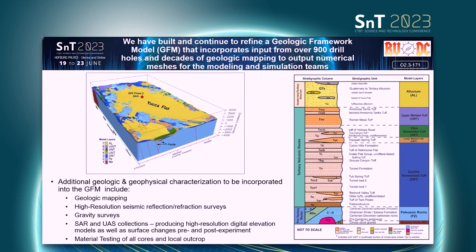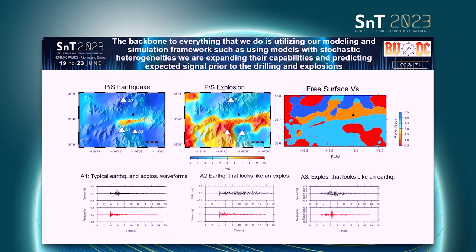While we're drilling these holes and reacquainting ourselves with drilling big holes at a test site, we are continuing to work. So we have built, and we continue to refine, what we call the geologic framework model, GFM, that incorporates input from over 900 drill holes on the national security site and decades of geologic mapping. We're very lucky to be in an area where we have robust geologic control. We use boreholes, like I said. There are also high resolution seismic refraction and reflection surveys, gravity surveys, SAR, all sorts of material that's being input into this gigantic geologic framework model. And we use this model to inform modeling.